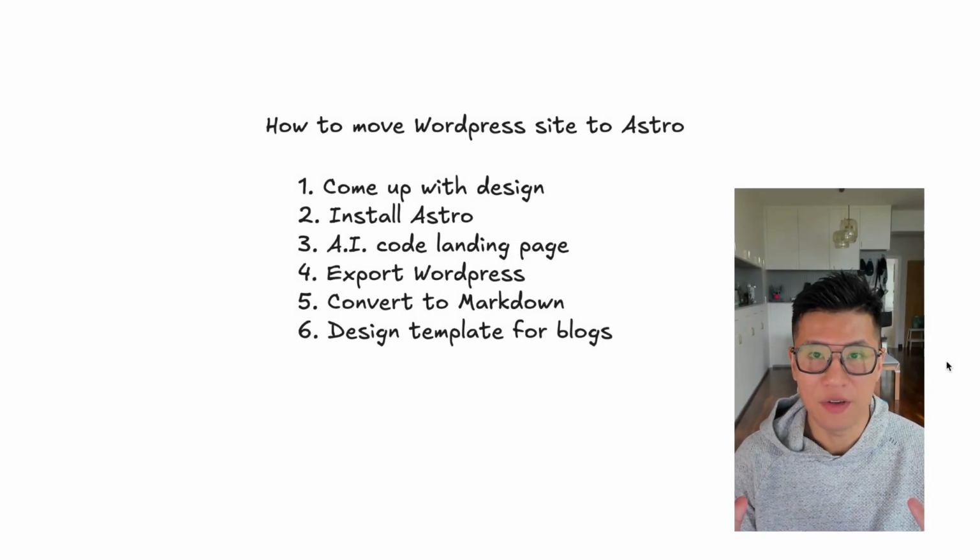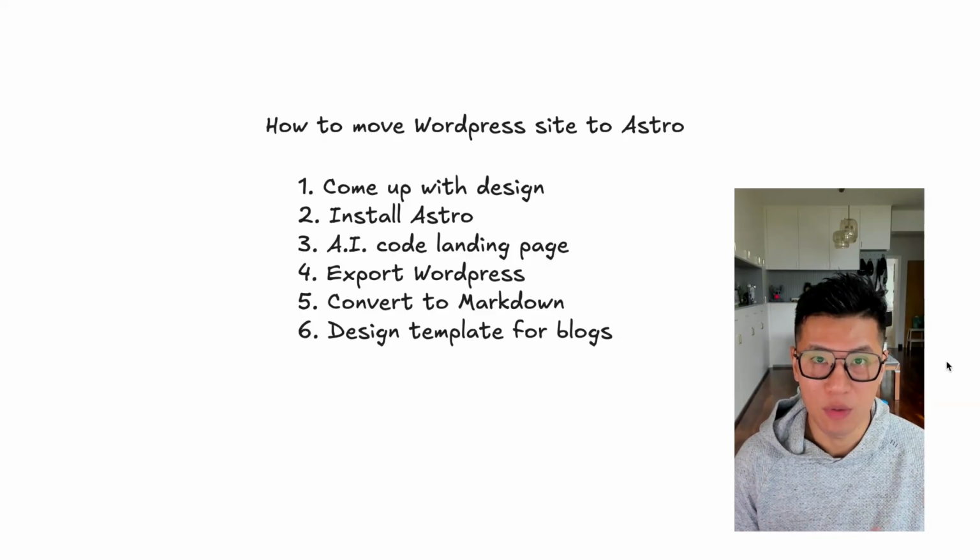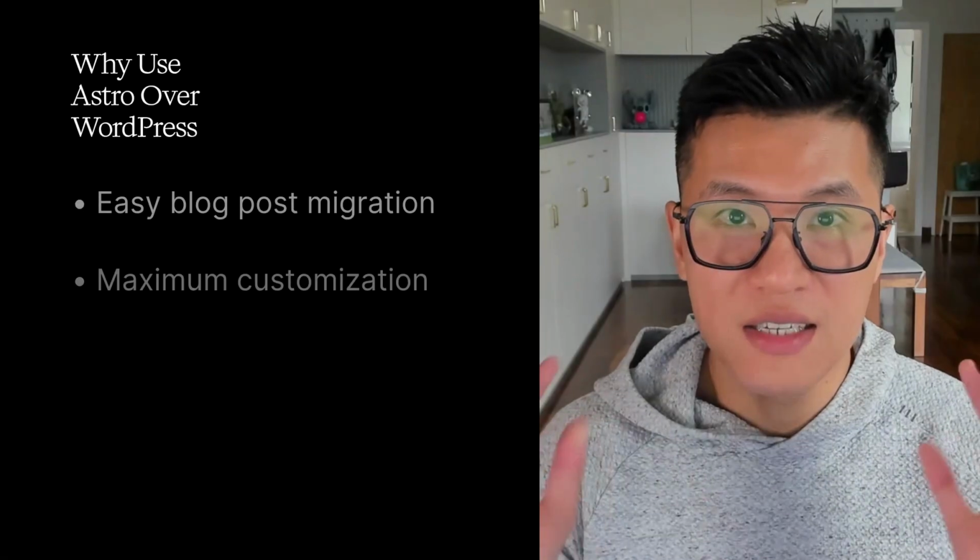So now that I've explained why I want to move away from WordPress, I'm going to show you the step-by-step on how to make your own using AI coding and Astro. I'm going to show you how to come up with a design that you like using AI, how to install Astro, how to AI code your landing page, how to export all your blog posts from your existing WordPress, import it into your new website, and then designing a template for your blog posts on your new site. Okay, this is the last part.